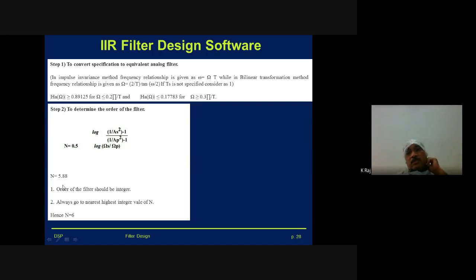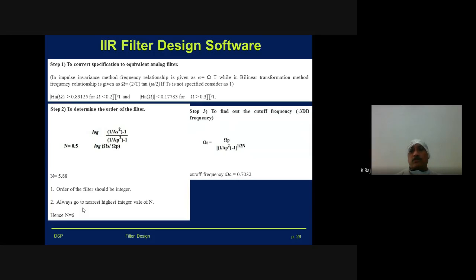So what is the next step? The order of the filter should be an integer, so we will consider the next higher integer, that is 6. So the value of n is 6. In these two steps, first we defined the analog frequencies, and then we derived the order of the filter. The next step is to determine omega c, which is known as the -3 dB attenuation frequency, the cutoff frequency.